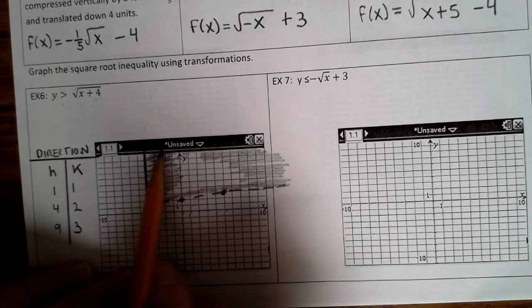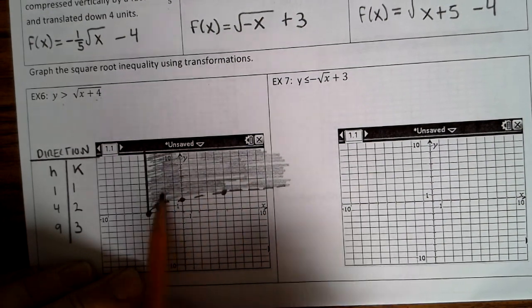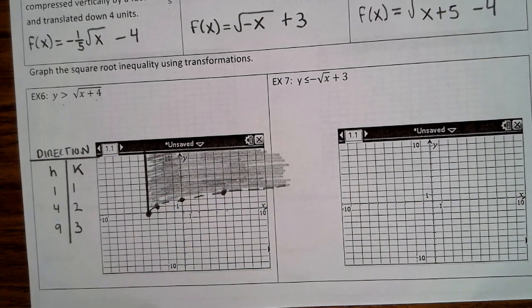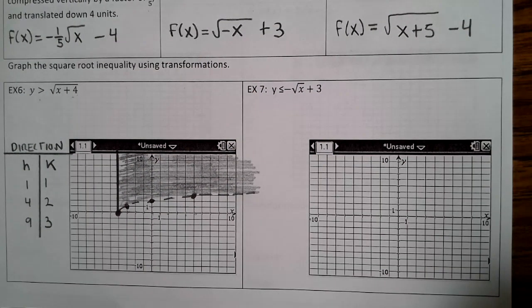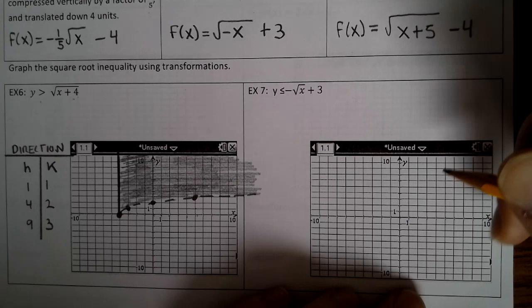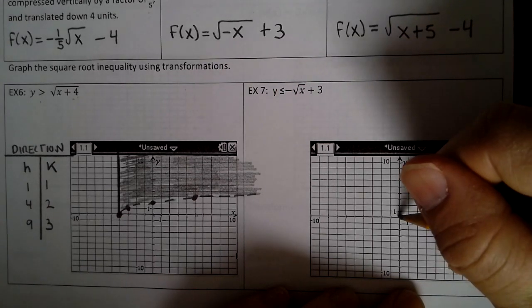All right, now let's take a look at example 7. So first thing first is we move the vertex. So we're here, and we go up 3. 1, 2, 3. Now we graph by direction.